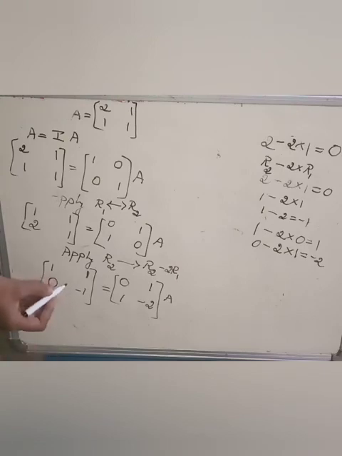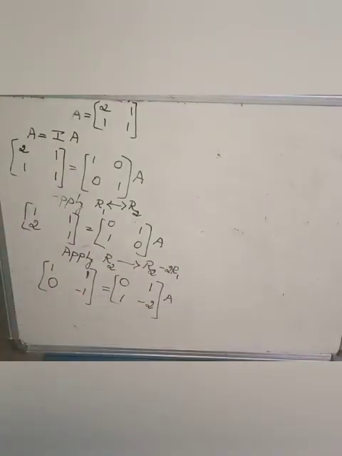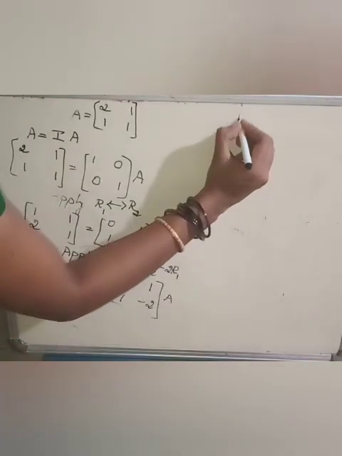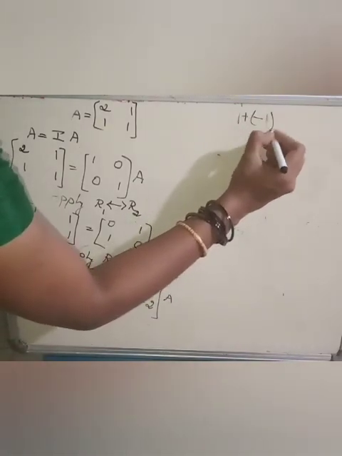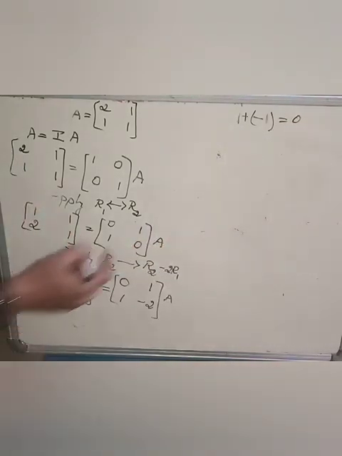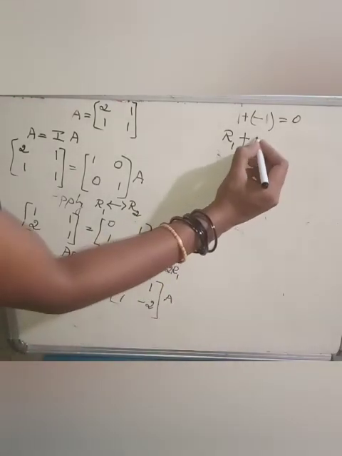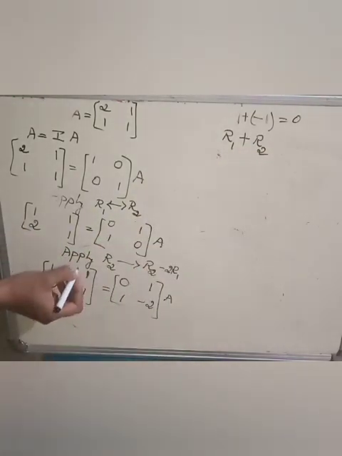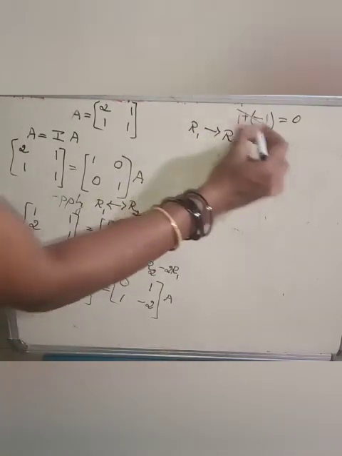If I add these two and write the resultant in this place, this entry becomes 0. Therefore, how do we write the elementary operation now? Here we have 1 and here minus 1. If I add these two, you will get the answer 0. 1 lies in R1 and minus 1 lies in R2. Changes should be in R1. So R1 gives R1 plus R2.